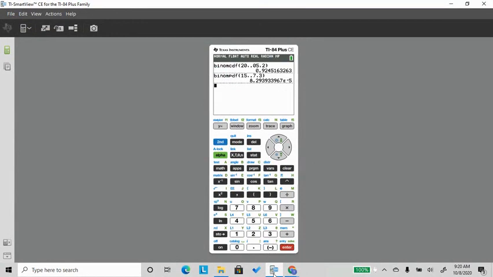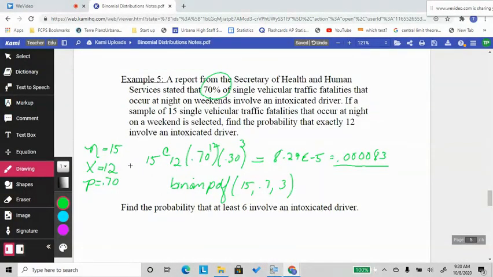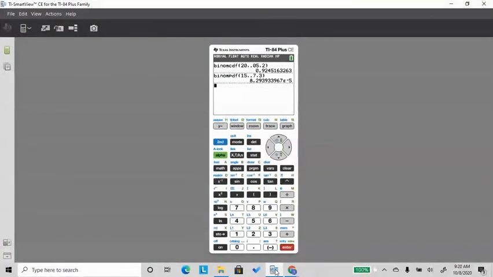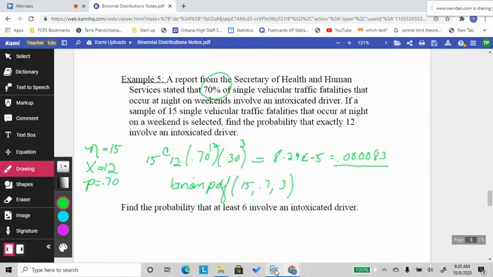Yep. 15, 0.70, and I want 12. Oh, that's really small. All righty. I think it is. All right. And it's so small, and I'm looking at it now because it's such a high probability of it happening that if you only had 3 out of 15 happening, that would be really small. The probability of it being an intoxicated driver is really high.